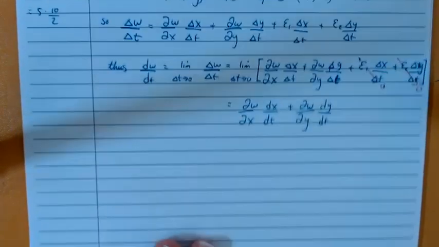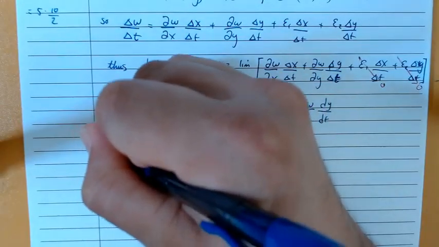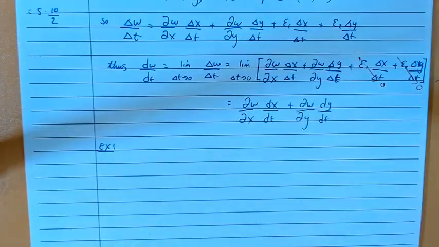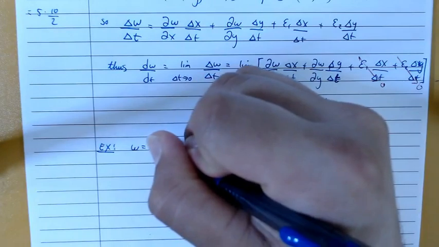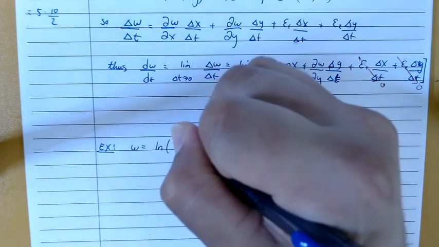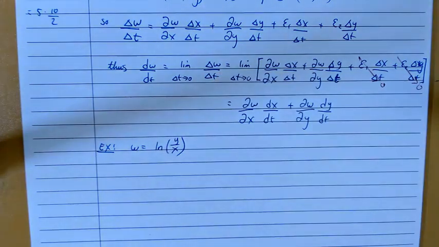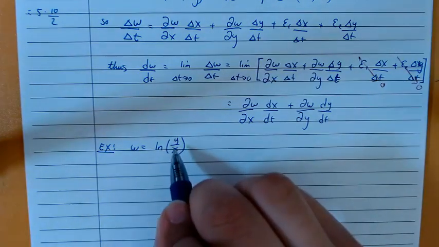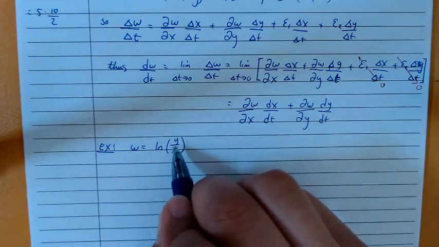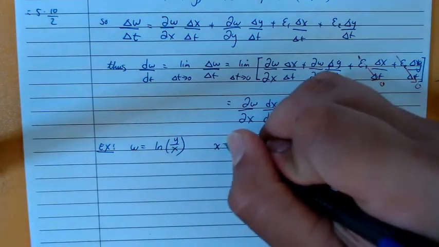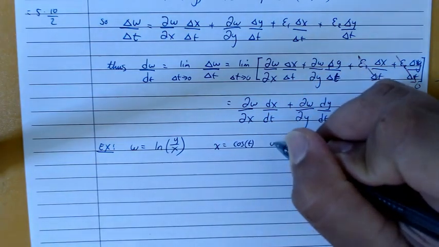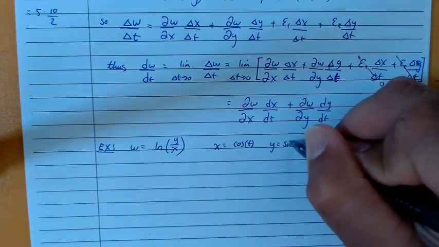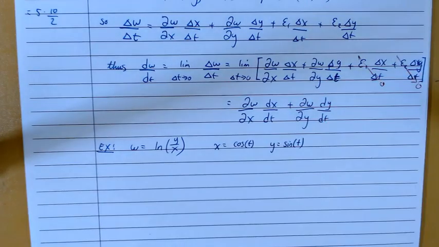All right, so let's take a look at an example. Let's go ahead and take the following function. w is equal to the natural log of y over x. Now here, these are two functions where x is going to be defined as the cosine of t, and y will also be defined trigonometrically. y is the sine of t.